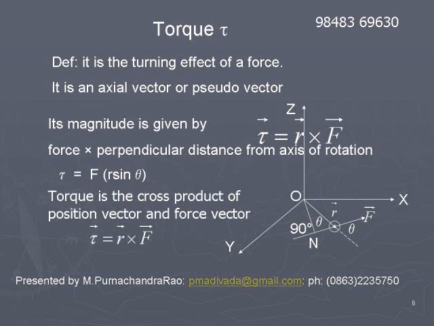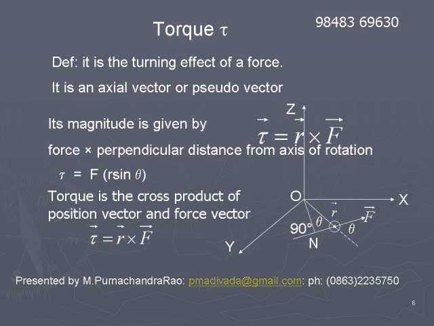Actually, torque is defined in terms of cross product. Torque is a vector quantity, force is a vector, and position vector r bar is also a vector. So torque is the cross product of position vector r bar and the force vector F bar.